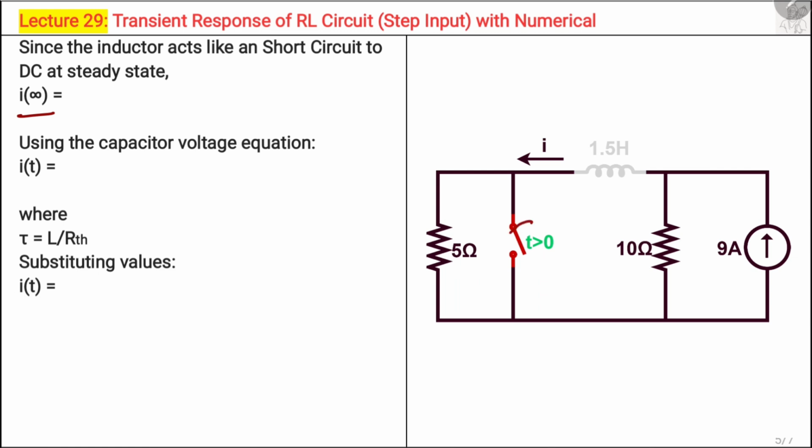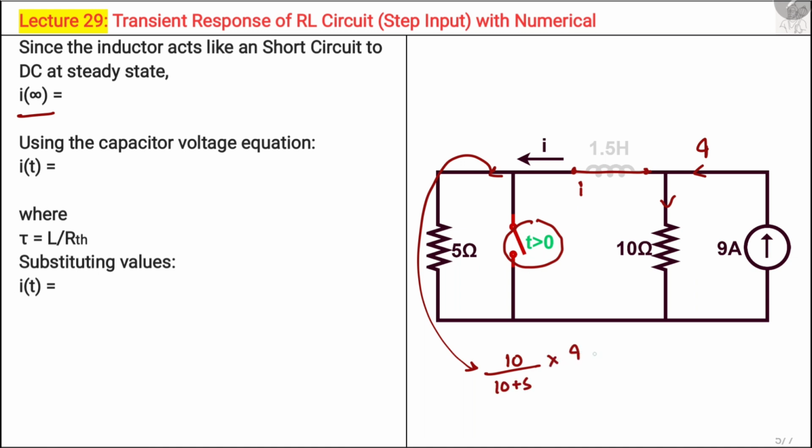We know that the switch has been turned off for a very long time. Therefore, at t equal to infinity, this inductor will simply behave like a short circuit, and the current through this inductor is found with the help of the current divider rule. The input current is 9, which is divided into two resistances, 5 and 10, and this current will be equal to the opposite resistance, that is 10, divided by the total resistance, 10 plus 5, into the incoming current 9. This is 10 divided by 15 into 9, which comes out to be 6 amperes. So I infinite is 6 ampere.